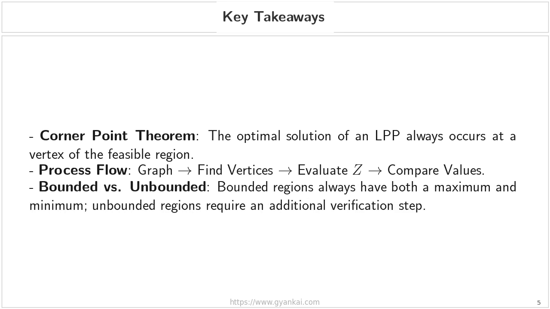Third, pay close attention to the nature of your feasible region. As we saw in our step-by-step guide, if the region is bounded, meaning it is fully enclosed like a polygon, you are guaranteed to find both a maximum and a minimum value. However, if the region is unbounded and extends infinitely, you cannot simply assume a maximum exists. You must perform that extra verification step we discussed to check if the function can increase or decrease indefinitely.